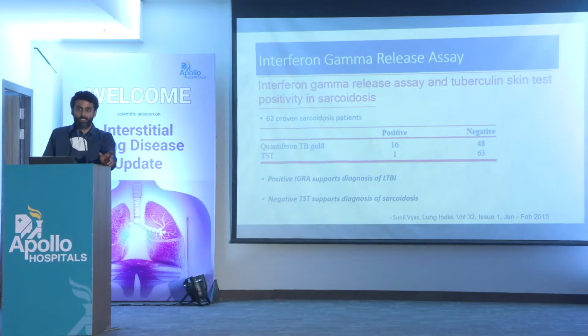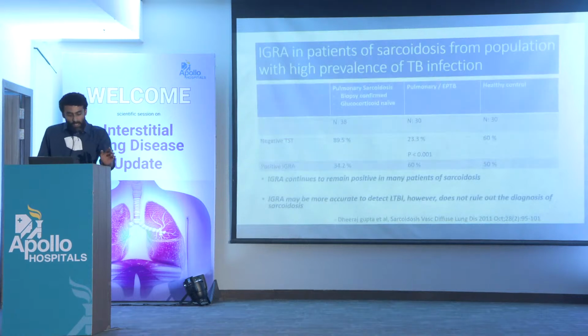A negative TST, that is a negative tuberculin skin test, supports a diagnosis of sarcoid. IGRA can be positive in many patients of sarcoidosis, and IGRA may be more accurate to detect latent TB. However, this does not rule in or rule out the presence of concomitant sarcoid. So just to summarize, a negative Mantoux favors sarcoid, a negative IGRA also favors sarcoid. However, positivity in Mantoux and IGRA can be encountered in sarcoid also.